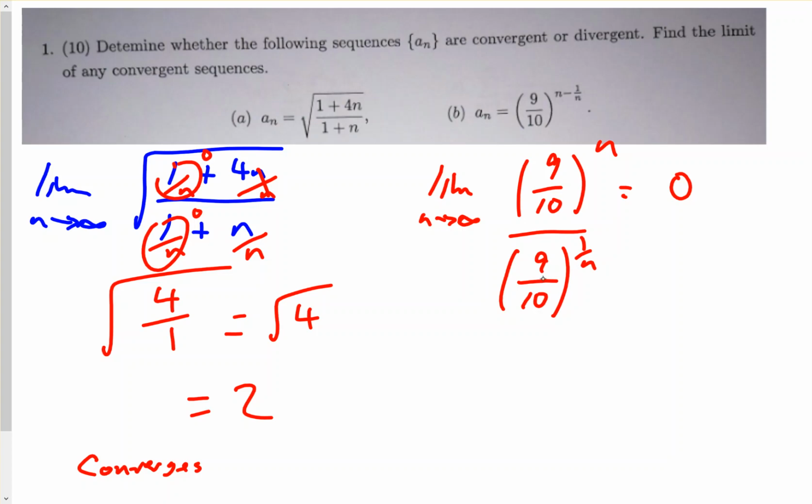And then for the bottom, we have a limit as n approaches infinity. Now 1 over infinity will go to 0, right? So any number to the 0 power is going to equal 1. So we have 0 over 1, which will say that this converges to 0.